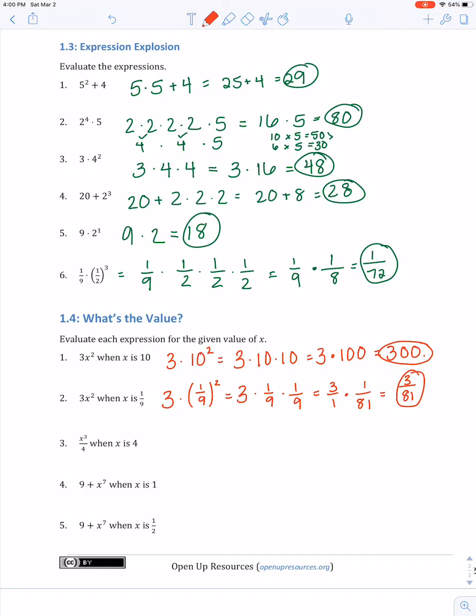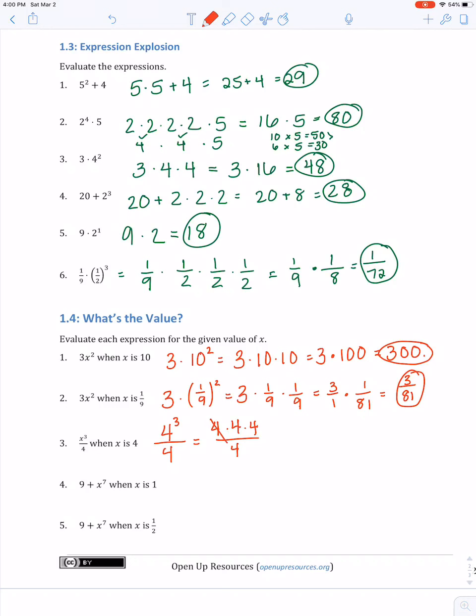Okay. Now, for this next one, our x is 4. So if I go ahead and plug this in, this is what it looks like. If I put it in expanded form, I have 4 times 4 times 4 over 4. Now, we can do this in 2 ways, and I'm actually going to show you guys both ways.